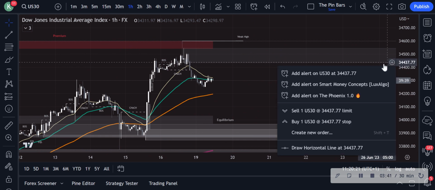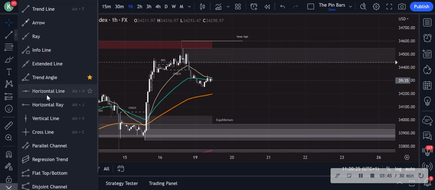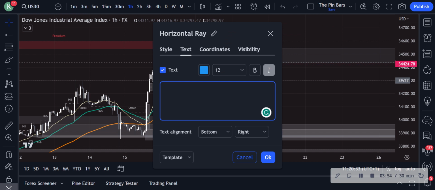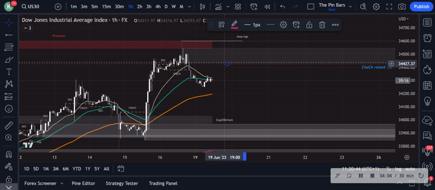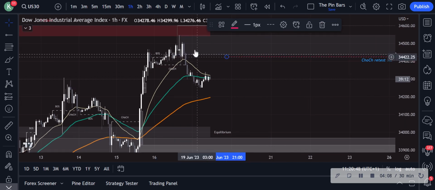So I'm going to just set an alert. At the same time, I am going to put a marking right below the alert and have a text there: change of character, retest, 1 hour. Yeah, so I know what this line is. Does that make sense? So you can see there's a zone right there.